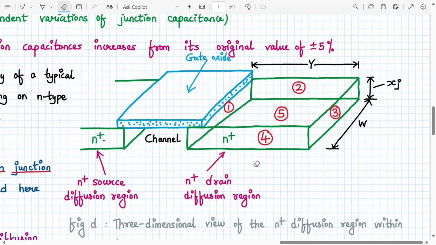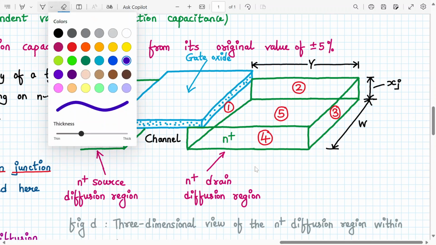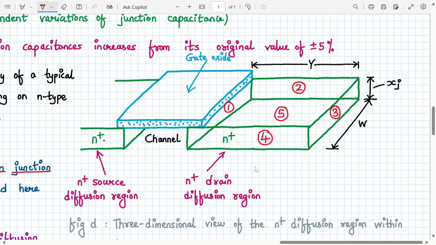Now check the dimensions very carefully. We have marked here: this is my channel width. Where is my channel length? Can you tell me? Channel length is between this and this. Agree? This is channel length L. This is channel width W. Understanding?